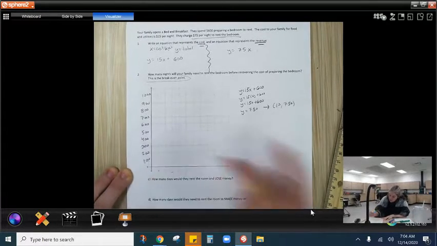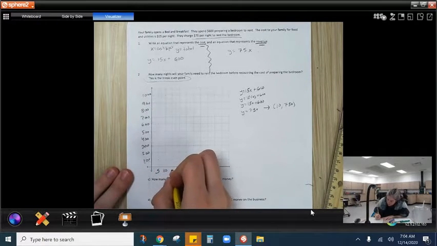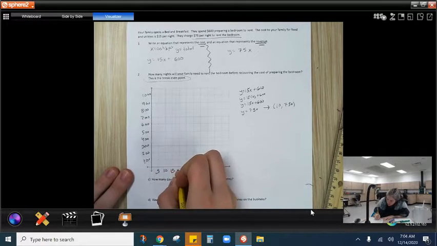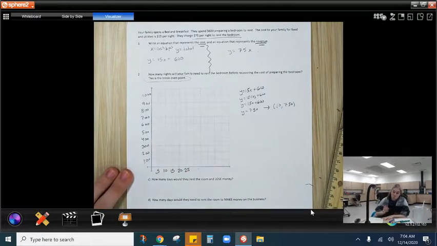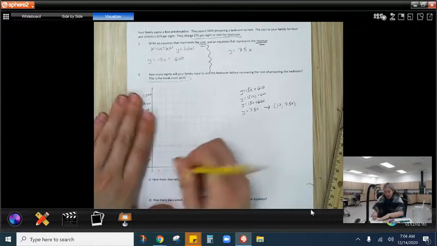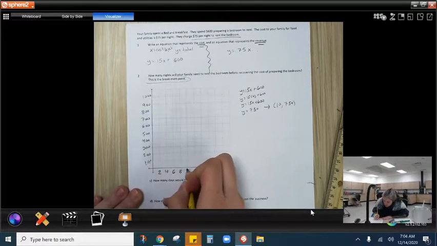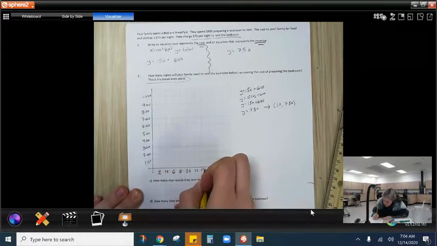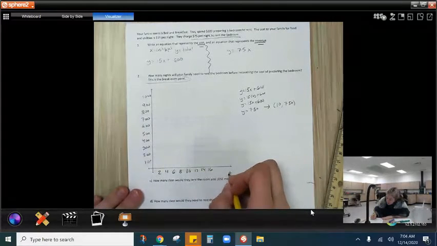Let's do 5, 10, 15, 20, 25. I'm going to count by fives. Actually, I think counting by twos might be the best. Yeah, let's count by twos. So 2, 4, 6, 8, 10, 12, 14, 16. So this right here is the number of nights.